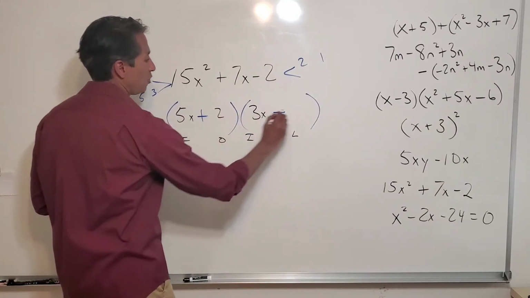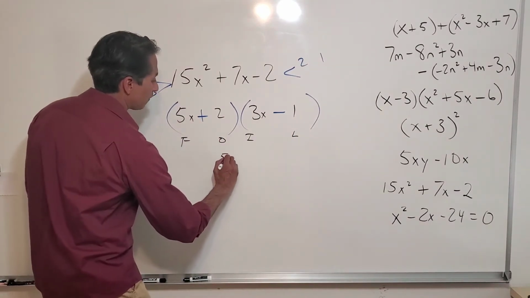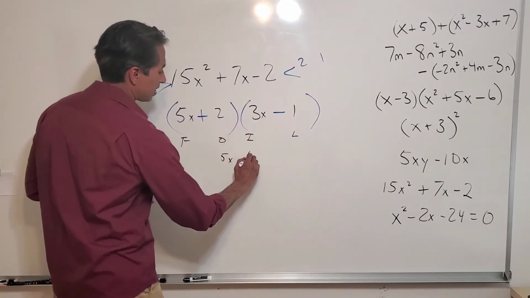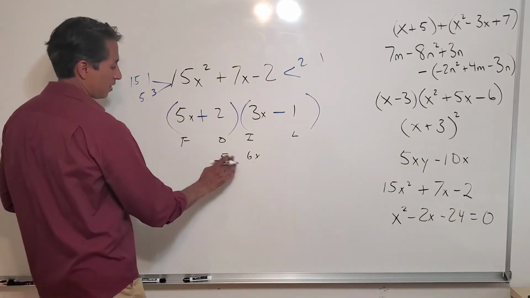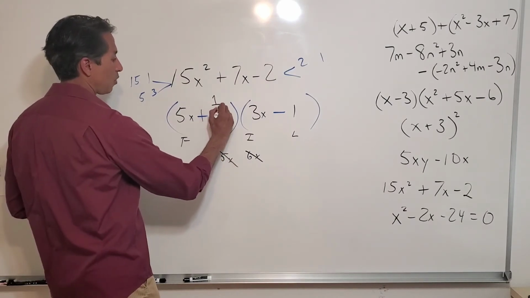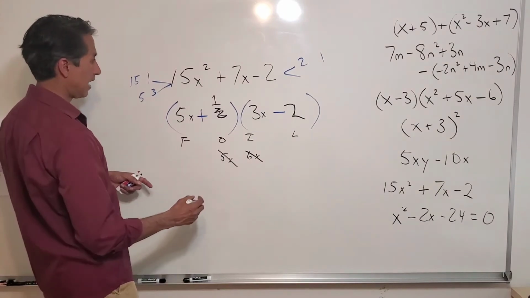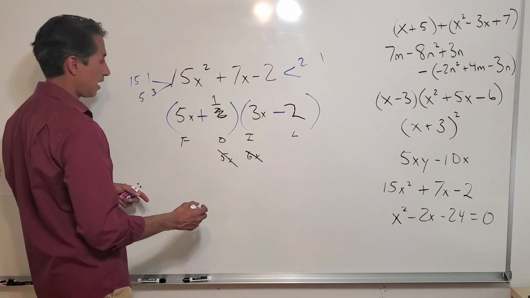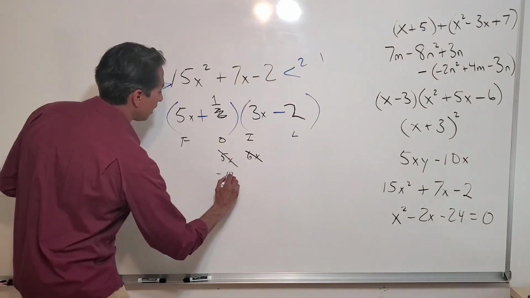So if I put the 2 here and the 1 here, I'm going to end up with 5 times 1, which is 5. 2 times 3 is 6. Can that make a 7? No. So that's out. So let me replace that and put the 1 here and the 2 there. I get, let's see here, I get 5 times negative 2 is negative 10.